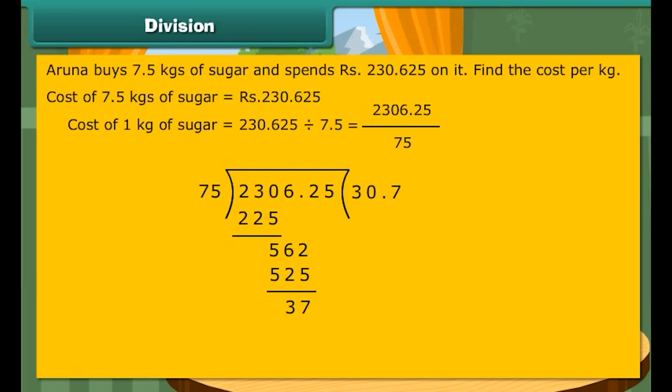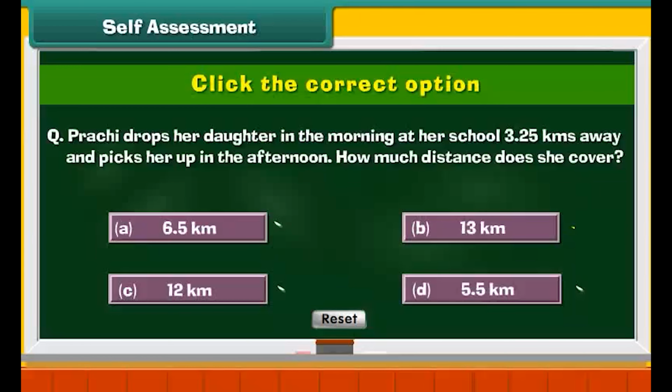37 below. Bring 5 down. The new number formed is 375. It holds 5 times 75 exactly. Write 5 to the right of 7 and 375 beneath 375. Subtract. As the difference is 0, write cross to mark the end of the division operation. Therefore, the cost of 1 kg of sugar is rupees 30.75.